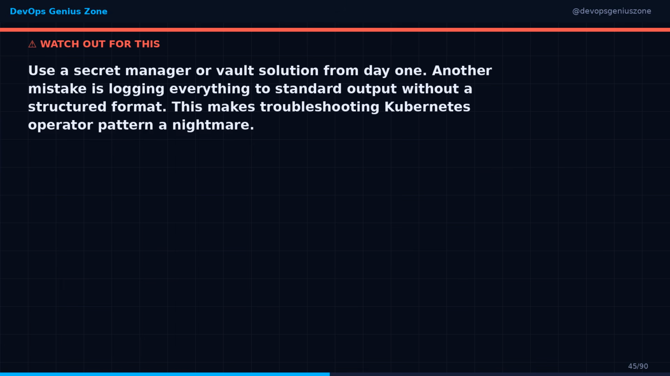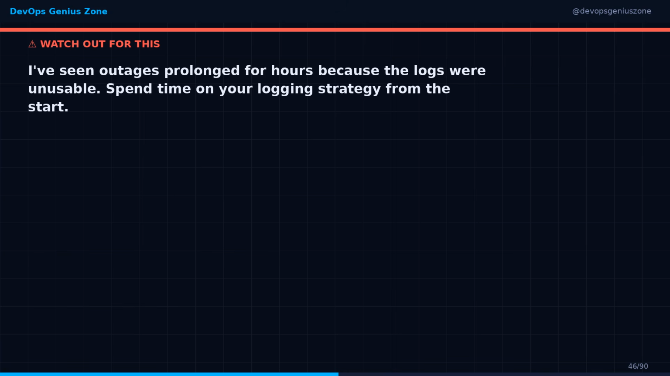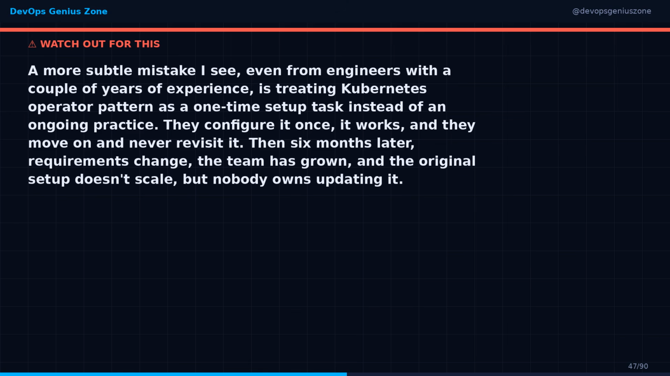They configure it once, it works, and they move on and never revisit it. Then 6 months later, requirements change, the team has grown, and the original setup doesn't scale, but nobody owns updating it. If you're working with Kubernetes operator pattern, put a recurring reminder on your calendar, monthly or quarterly, to revisit the setup and ask whether it still fits how the team actually works today.